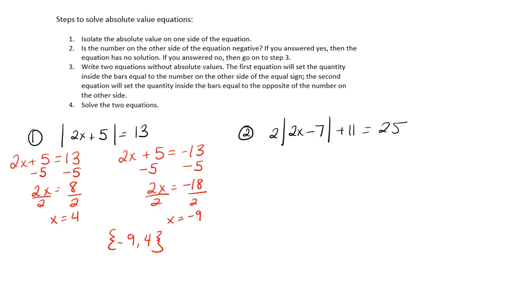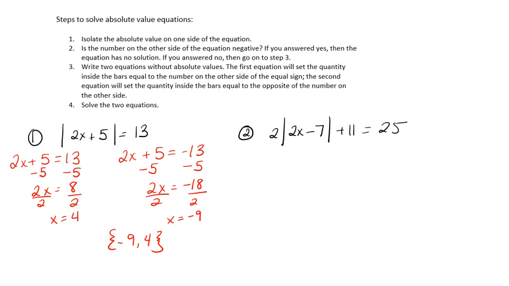When I substitute 4 in there, I get 8 plus 5, which is 13, and the absolute value of 13 is 13. When I substitute negative 9 back into the equation, I get negative 18 plus 5, which is negative 13, and the absolute value of that is 13. Okay.